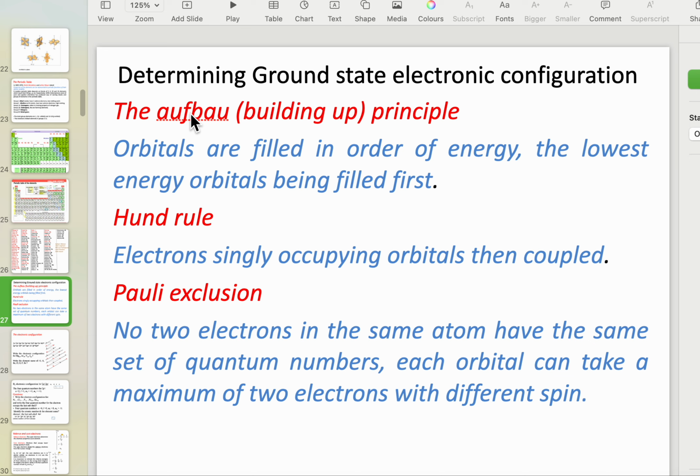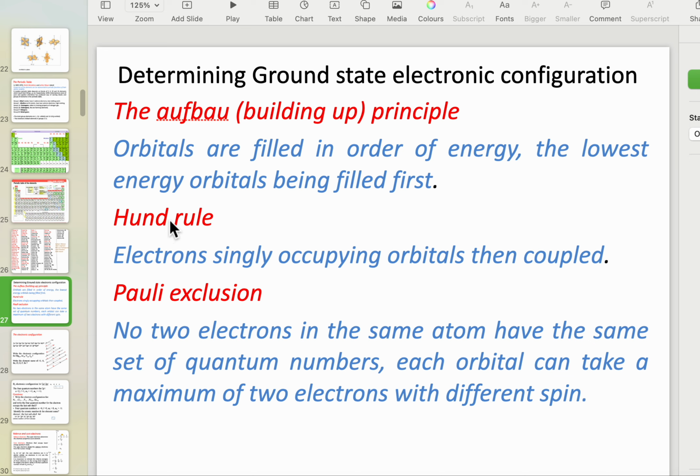Determining the ground state electronic configuration. How can we determine the ground state electronic configuration? Here we have many rules. The first one is the Aufbau, or building up, principle, which tells us how to do the electron configuration. The Aufbau principle says orbitals are filled in order of energy: the lowest energy orbitals are filled first, and then the next.